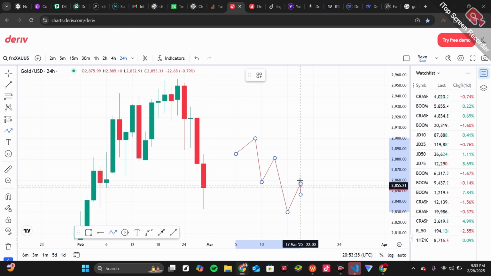It came down, went back to my entry. I seen it. Went back to my entry. Came down again. Went back to my entry. Just to form the lower low. Gold was doing this. Unnecessary reversal. So what am I trying to say?